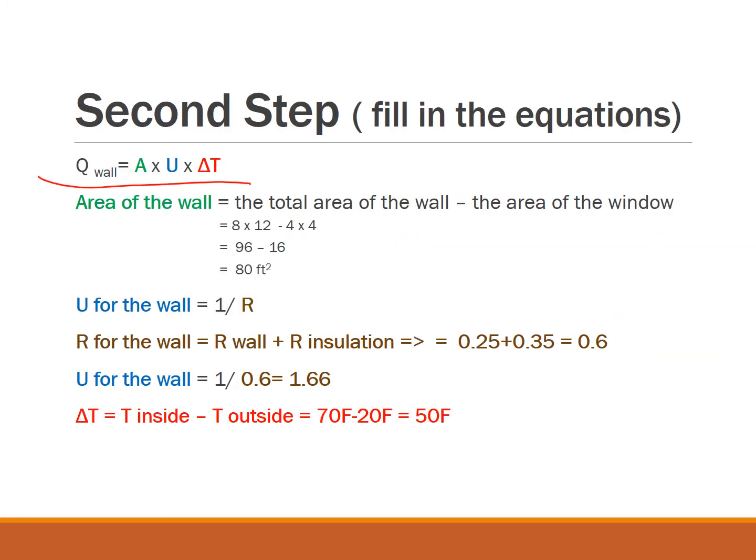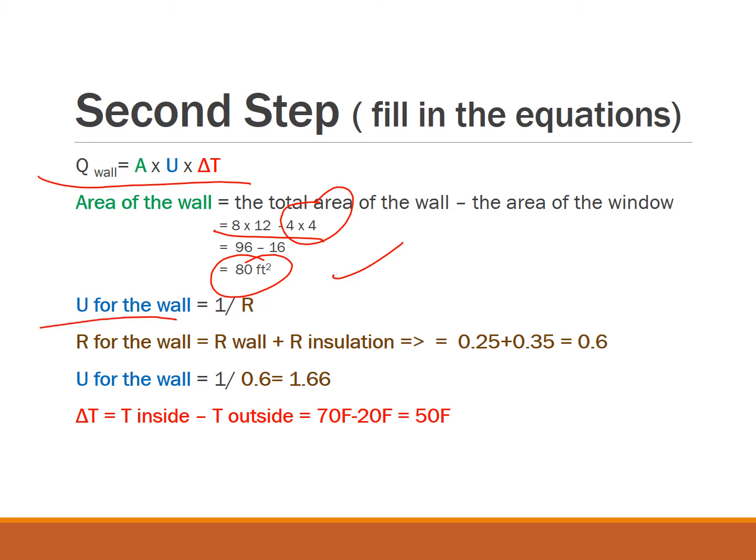Q wall equals area times U factor times delta T. So to find the area of the wall, you're going to multiply 8 times 12 and subtract the window. This is the window, and that will give you 80 square feet, and that's the area of the wall. Let me know if that doesn't make sense. Send me a question through the discussion board.